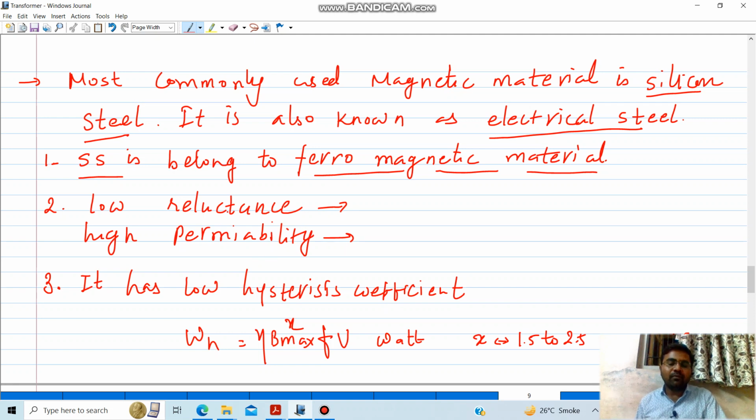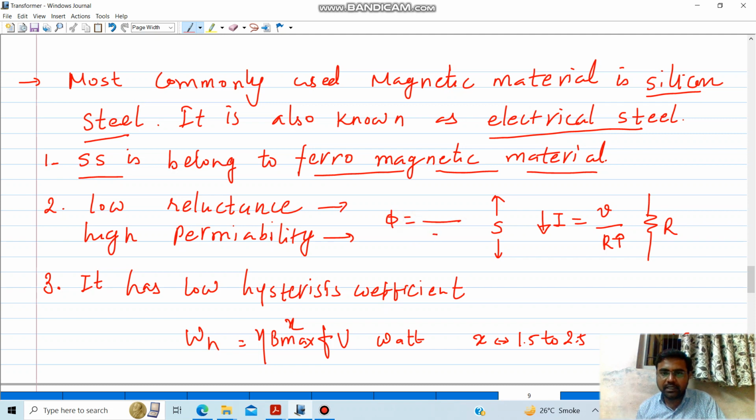Now what is reluctance? In the electrical circuit there is a resistance, and in the magnetic circuit there will be a reluctance S. As you know, for the current, if resistance is more then less current will flow. Now in the magnetic material, if reluctance is more then less flux will be produced, so it will be given as Ni over S.